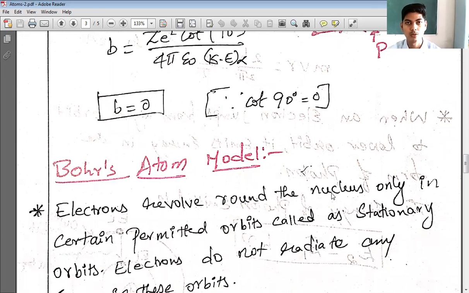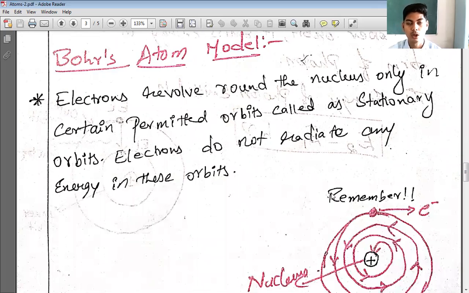Once we understand the distance of closest approach and impact parameter, we need to understand Bohr's atom model. This is one of the most important atom models.